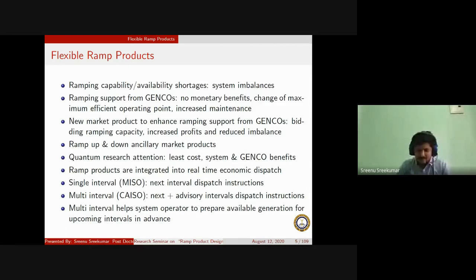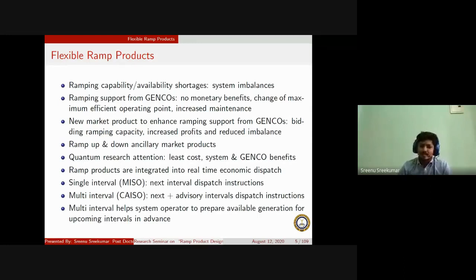And it offers the least cost solution because there is no specific infrastructure requirement, and both system and GenCos benefit. So this results in quantum research attention for FRPs. And FRPs are integrated into real-time economic dispatch.